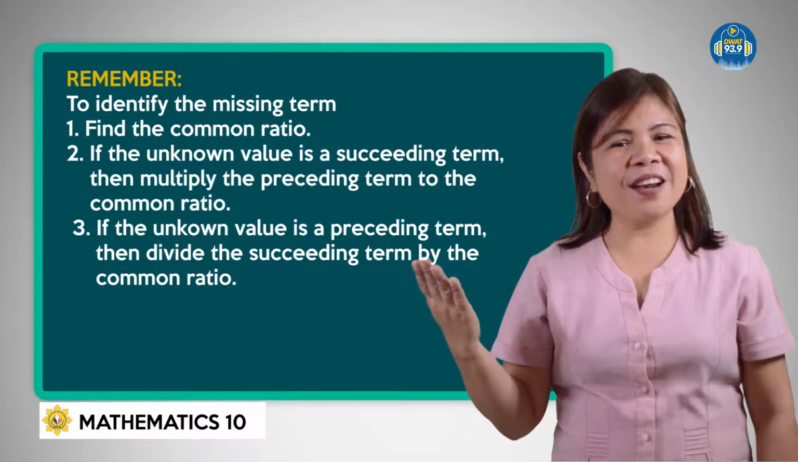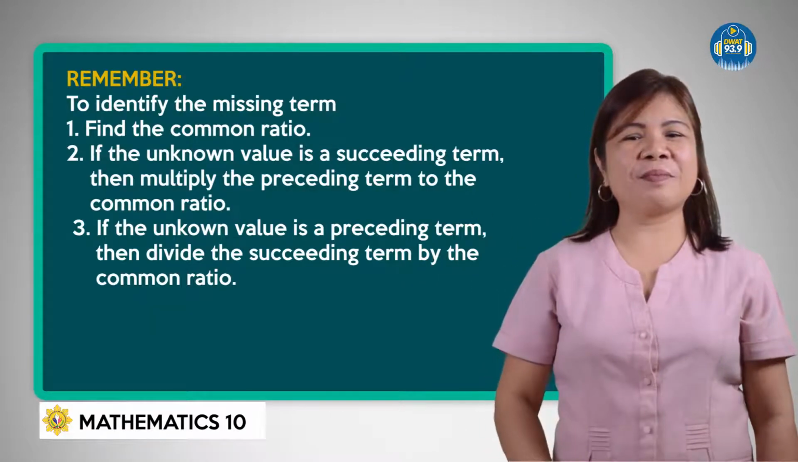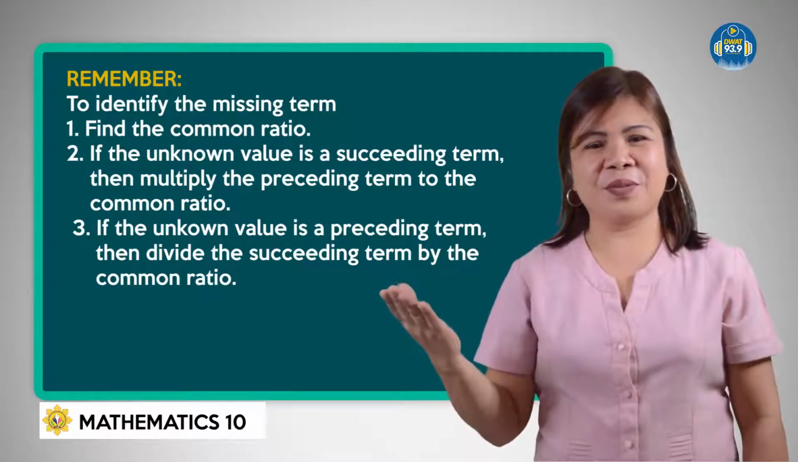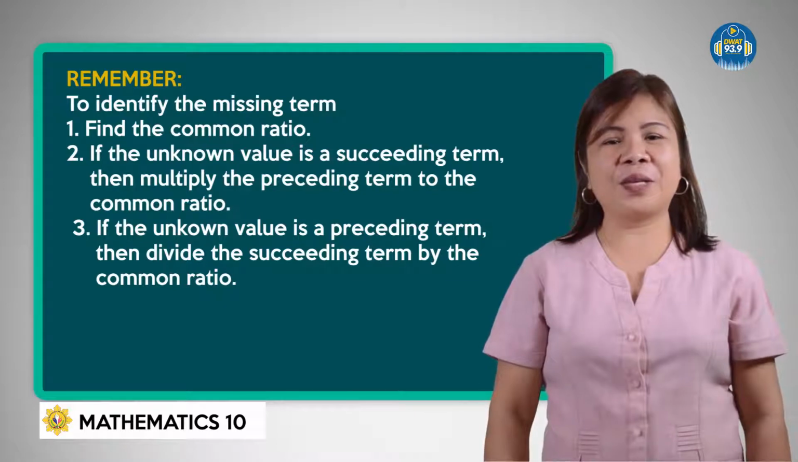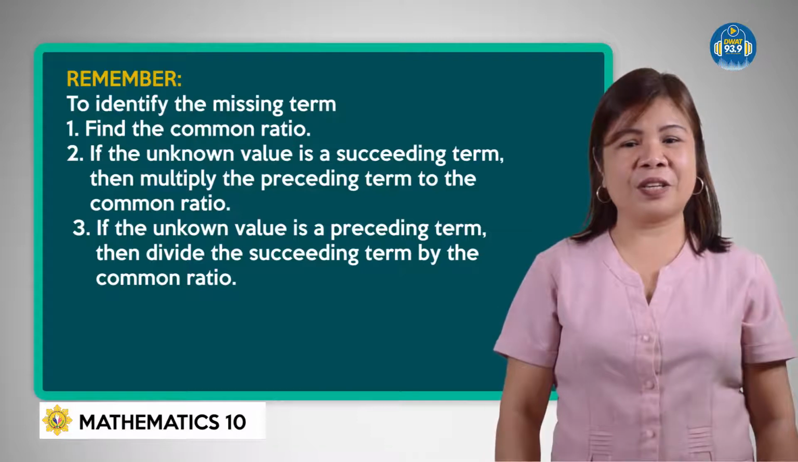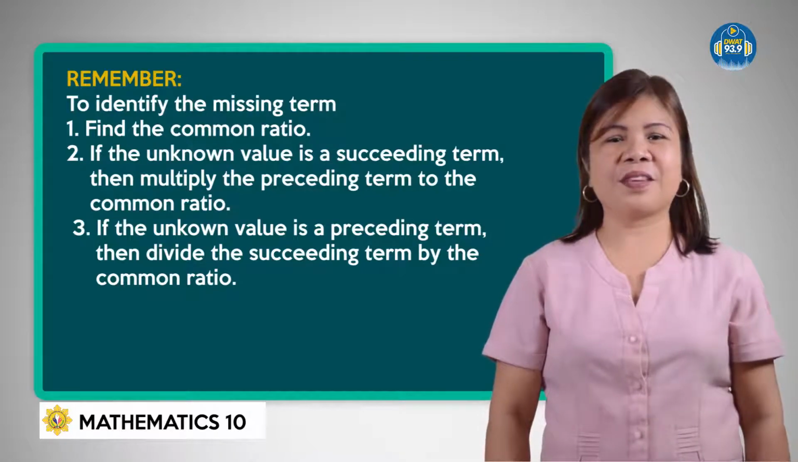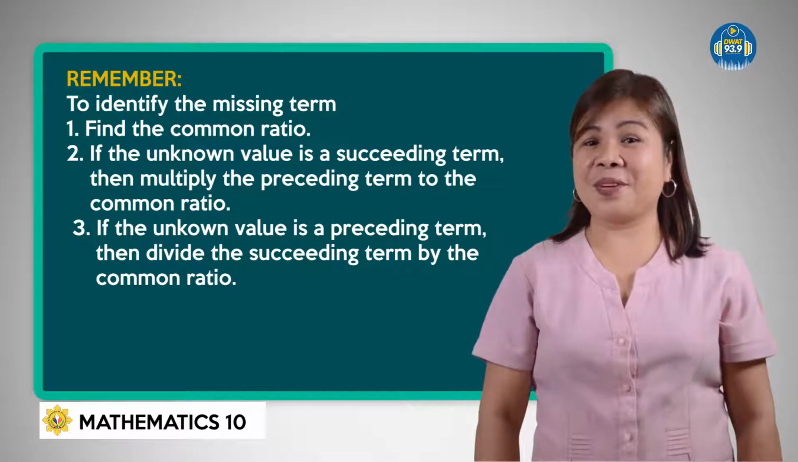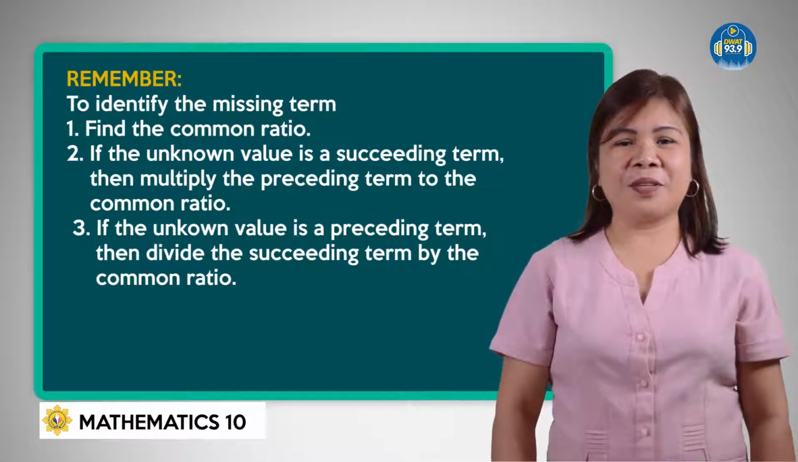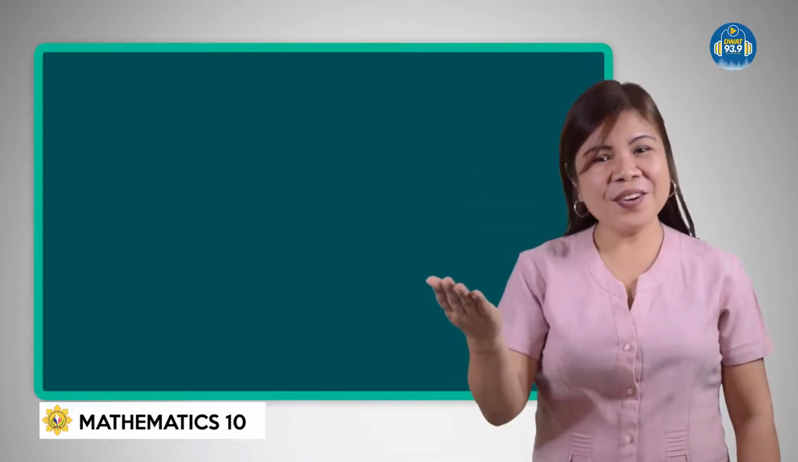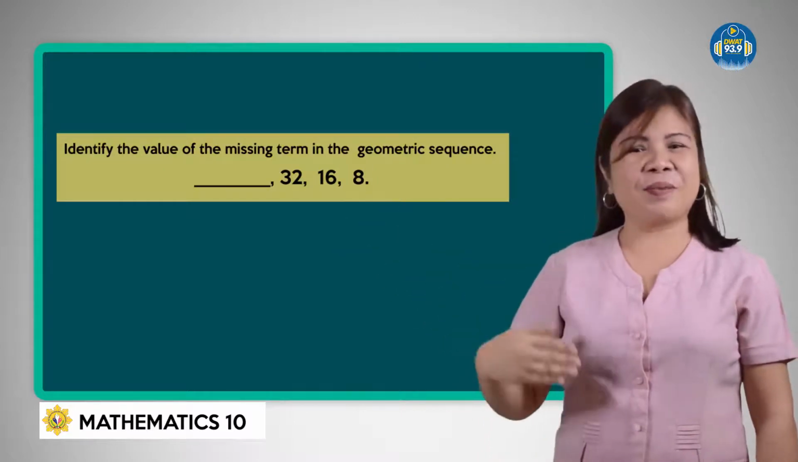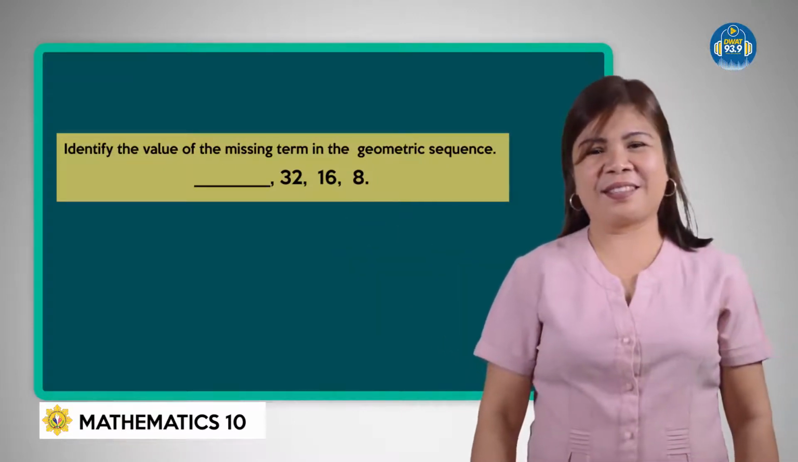Let us remember to identify the missing term. First, we must find the common ratio. If the unknown value is a succeeding term, then multiply the preceding term by the common ratio. If the unknown value is the preceding term, then divide the succeeding term by the common ratio. Now, it's your turn to answer. Identify the value of the missing term in the geometric sequence.